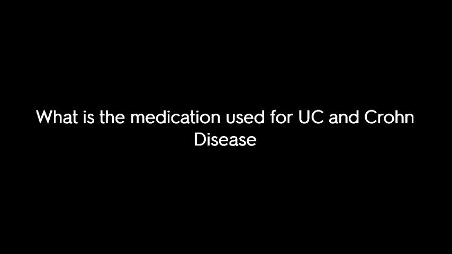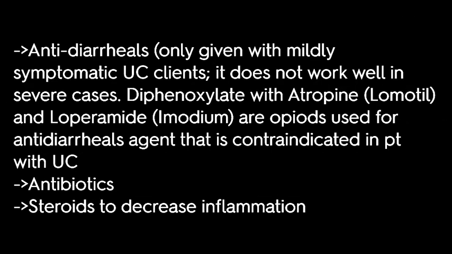What is the treatment of UC and Crohn's disease? Low fiber diet because you are trying to limit GI motility to help save fluid. Avoid cold foods or hot foods and smoking. All of these can increase motility. What is the medication used for UC and Crohn's disease? Antidiarrheals, but loperamide, an opiate used as an antidiarrheal agent, is contraindicated in patients with UC. Antibiotics, and steroids to decrease inflammation.